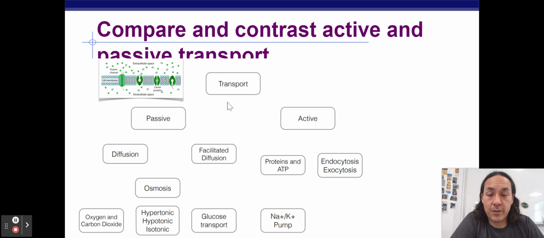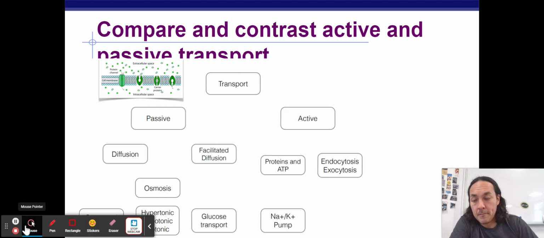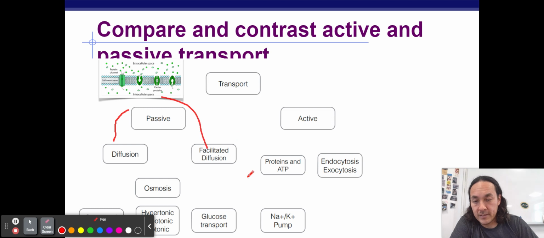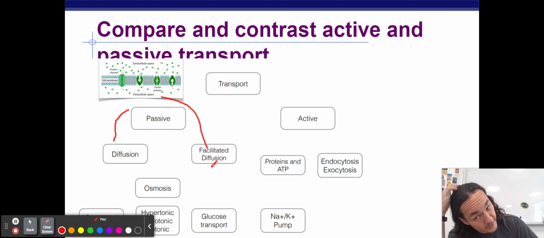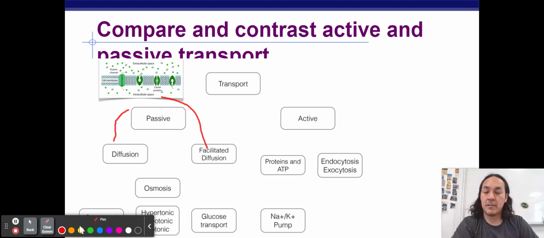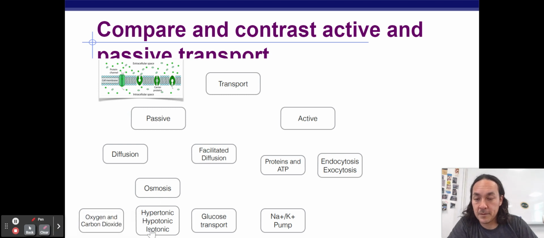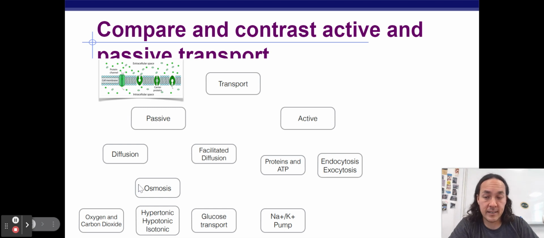So this is a flow chart I got from Bozeman Science. It's really good. So this is cellular transport. There's two main types: passive and active. Passive doesn't require any energy. That is diffusion. Facilitated diffusion also requires no energy, but it uses a helper protein. The examples we used in class for diffusion would be oxygen and carbon dioxide, and for facilitated diffusion, the one we used in class was glucose.